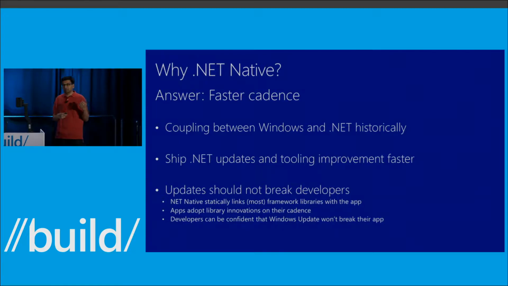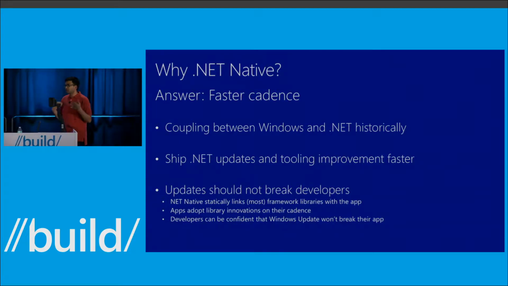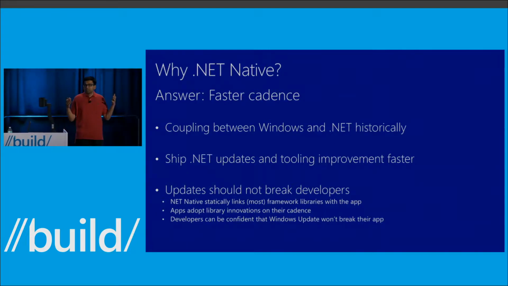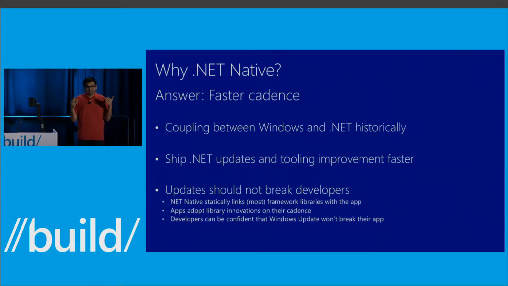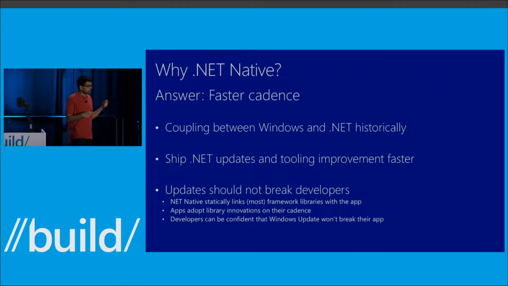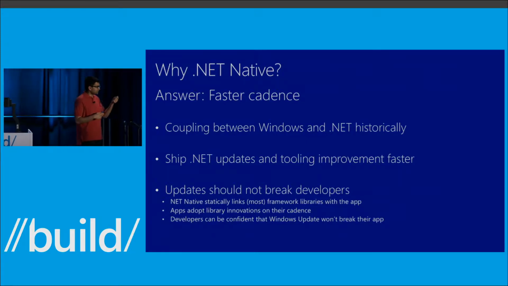That's one of the things that we want to rethink and see how we can do better. So with .NET Native, because you're statically linking the entire framework into your application, what that really means is you control what your application references, and you control what functionality you want to bring to the consumer. You don't have to wait for Windows Update to push out a new version of .NET before you can take advantage of that.